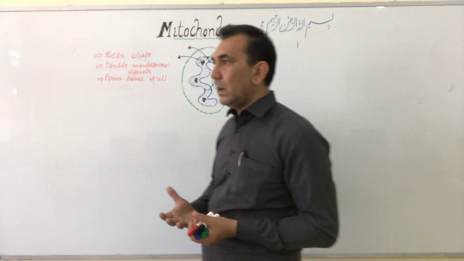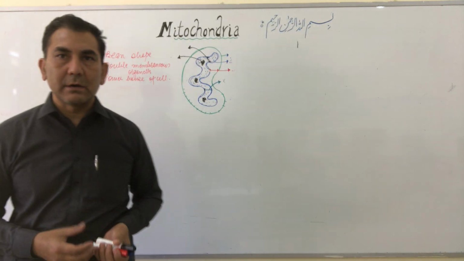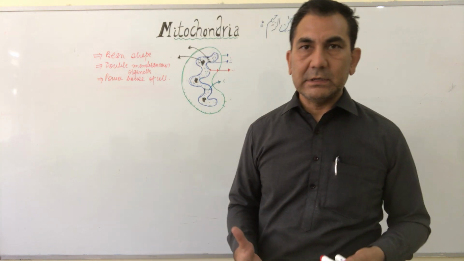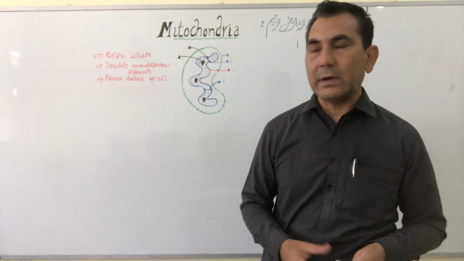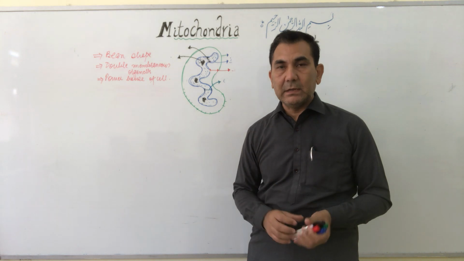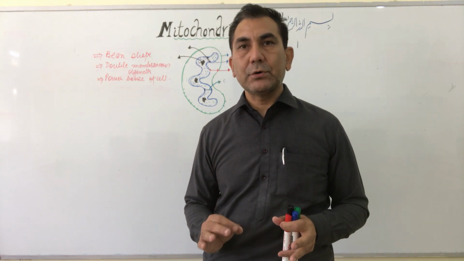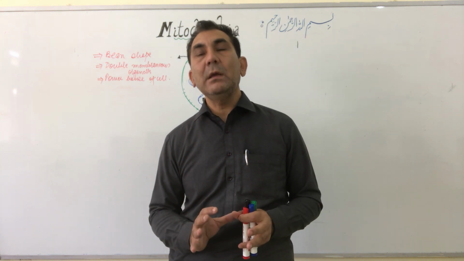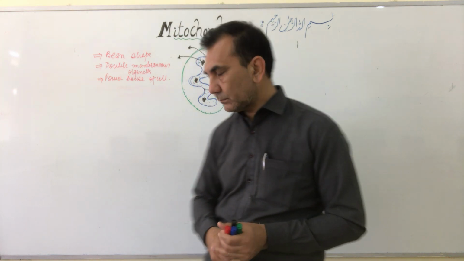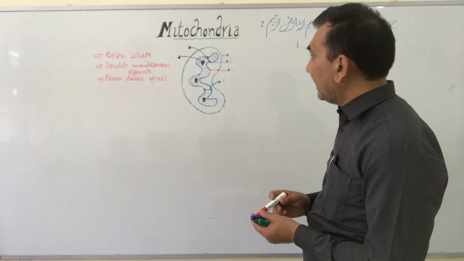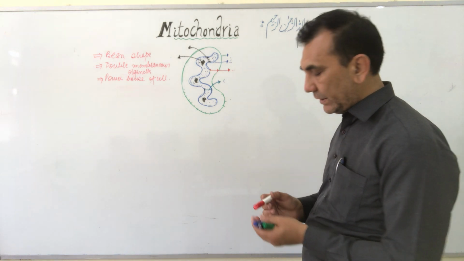In some mammals, the red blood cell has no mitochondria, or a very small number of mitochondria. But in the liver cell, around 2000 mitochondria are present in one cell of the liver organ. So now we will learn about the structure of the mitochondria.